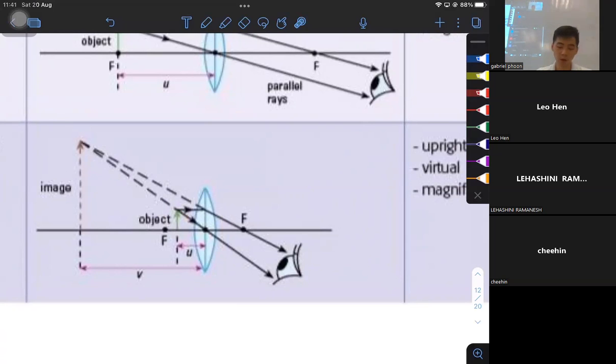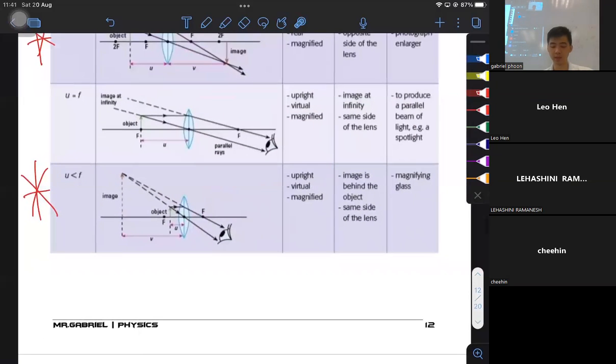So same thing, go straight, cut through the focal point, cut through the optical center. You realize that the light rays are diverging away. So you have to draw dotted lines here and find where the light rays meet. That will be essentially where your image is formed. Okay, and these are essentially all things you need.